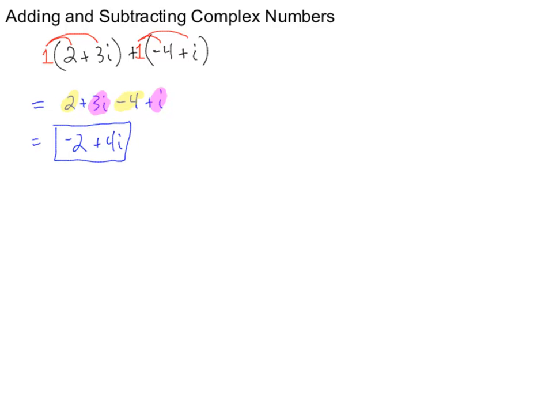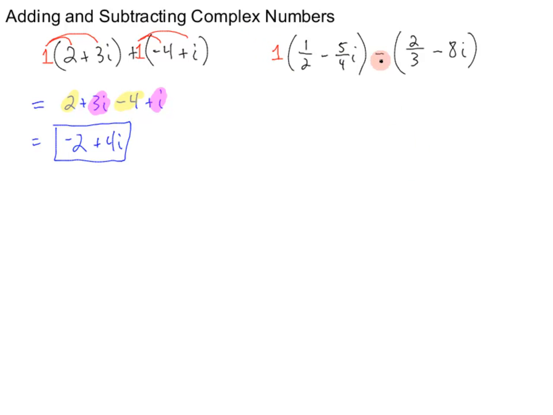And so what we end up with is a new complex number, negative 2 plus 4i. So it's very simple. So what if you have something like this? 1/2 minus 5/4 i minus 2/3 minus 8i. Well, you do just like we said before.